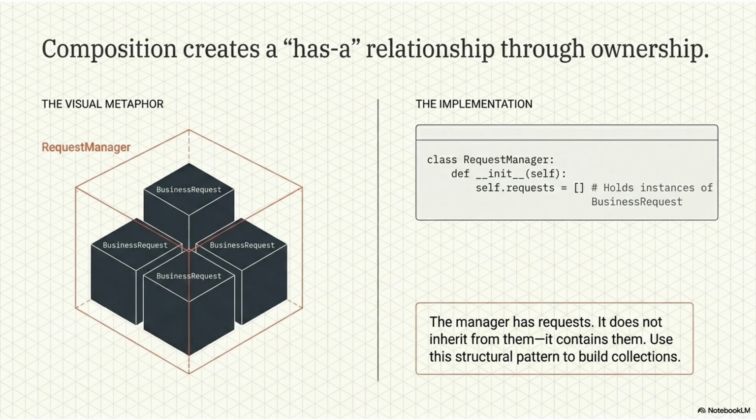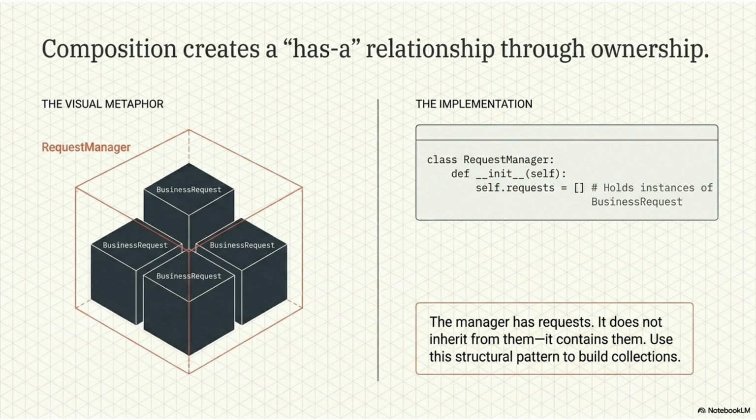This slide builds the composition relationship concretely. A request manager class contains a list of business request objects as an attribute. In the init, the manager initializes self.requests equal to an empty list that will grow as requests are added. A method, add_request(self, request), appends a business request instance to the list. A method, get_by_priority(self, priority), filters and returns only the requests matching the given priority.